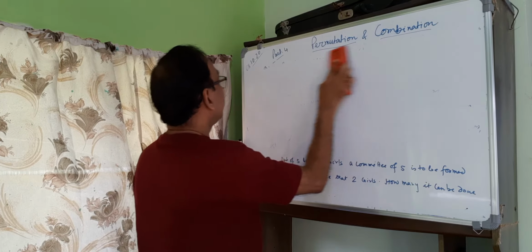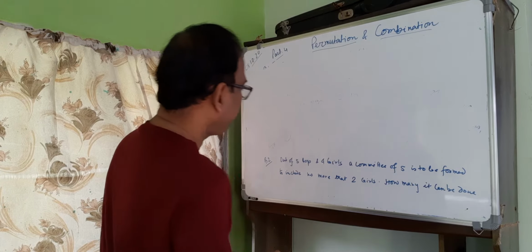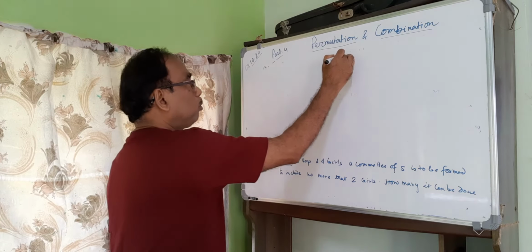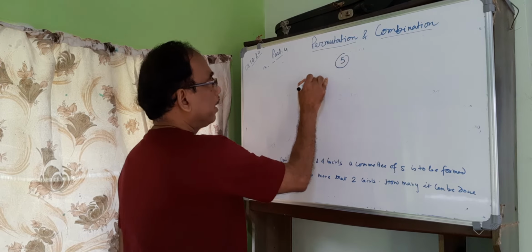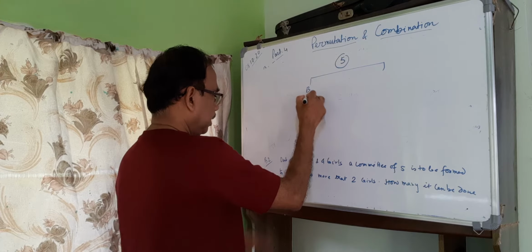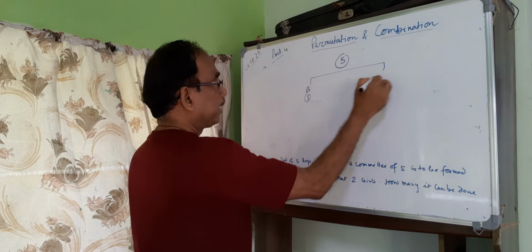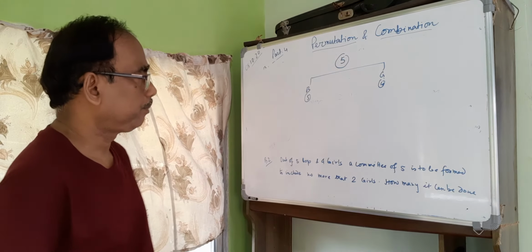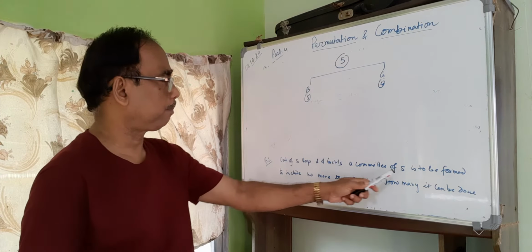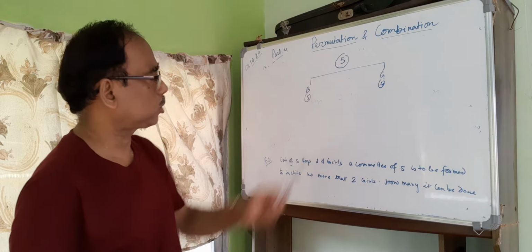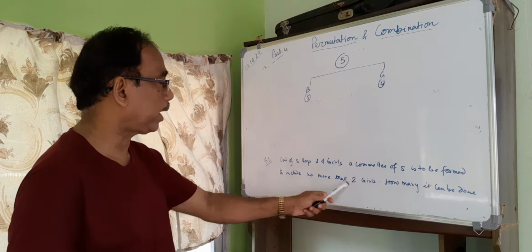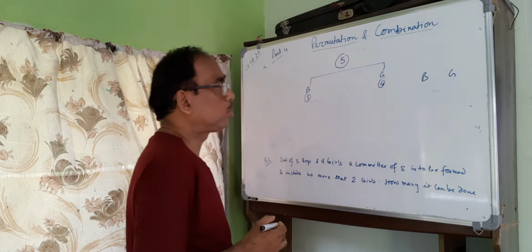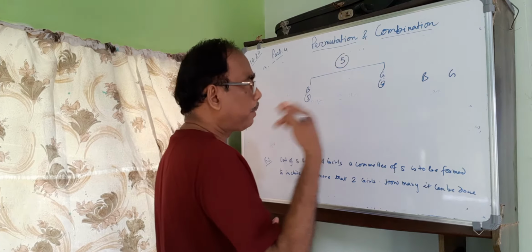Next, sum number 2. Out of 5 boys and 4 girls, a committee of 5 is to be formed. We have to choose a committee of 5 members. Total number of boys is 5 and the number of girls is 4. Show that no more than 2 girls. So here, no more than 2 girls, it should not be more than 2.